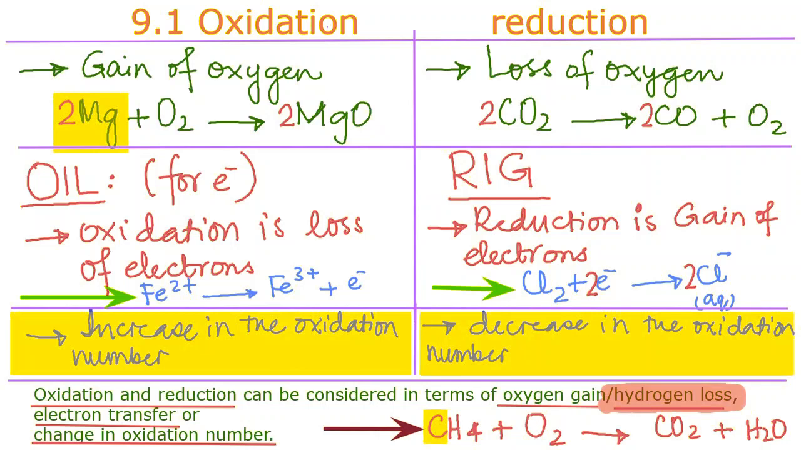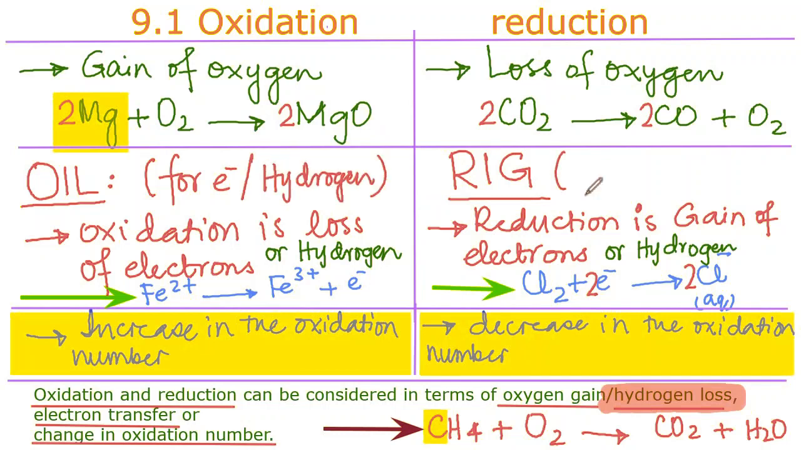So the definition for OIL RIG: oxidation is loss of electrons. We can add hydrogen as well. Similarly, reduction is the gain of electrons or hydrogen. It means that if an atom gains an electron or hydrogen, that is a reduction. So OIL means oxidation is loss, for electrons as well as hydrogen. On the other hand, reduction is gain, RIG, for electrons or hydrogen as well.